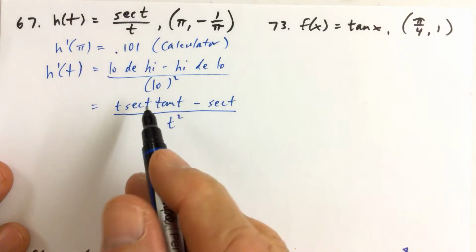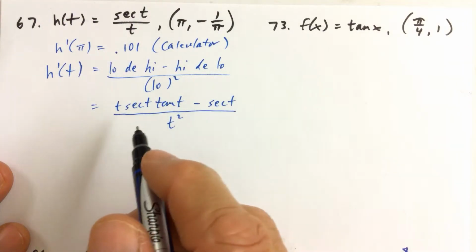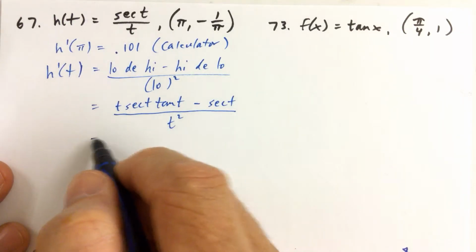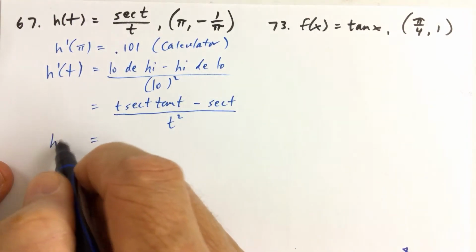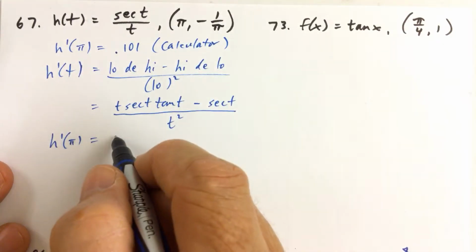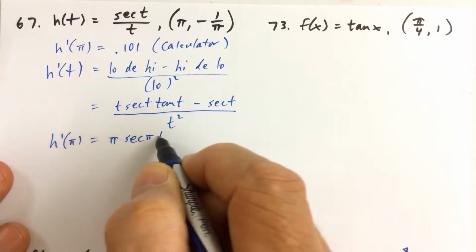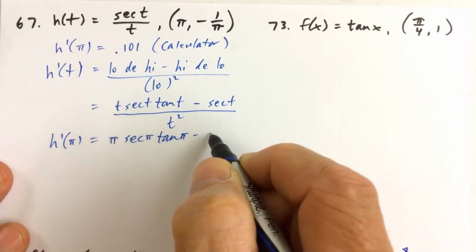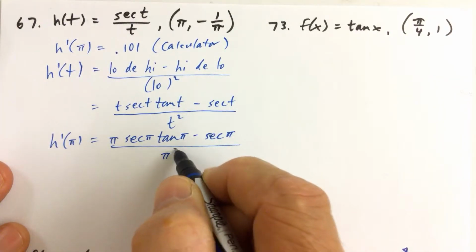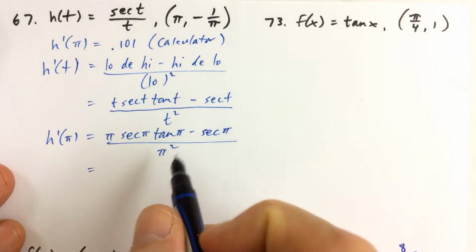And we could, if we wanted to, factor out a secant of t. And do we really need to do that? I don't know. Let's go ahead and find h prime of pi. Let's just plug in pi here. So we have pi times secant of pi times the tangent of pi minus the secant of pi, all over pi squared. So that's h prime of pi.